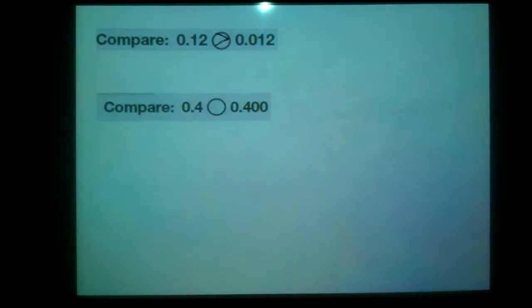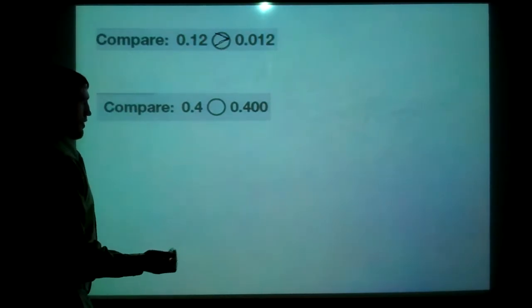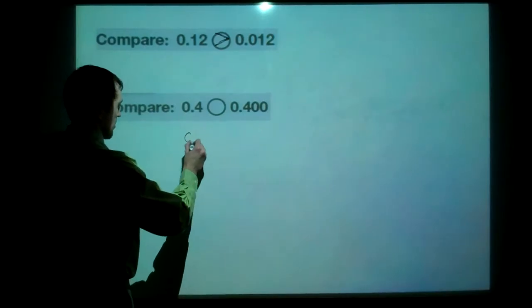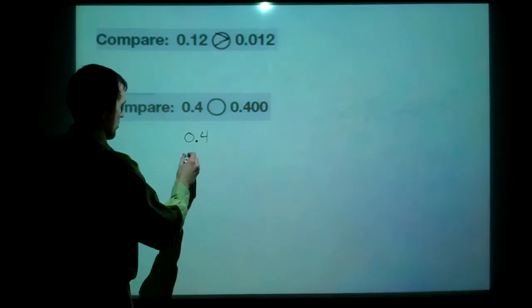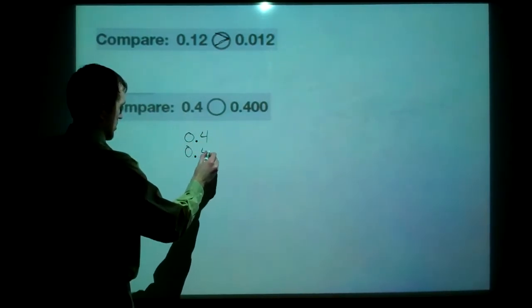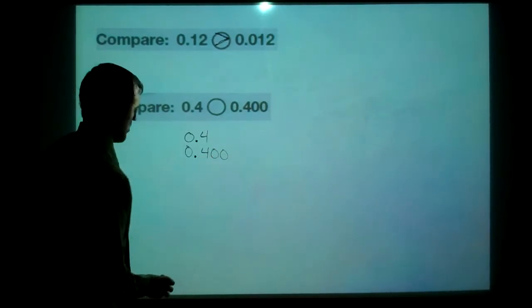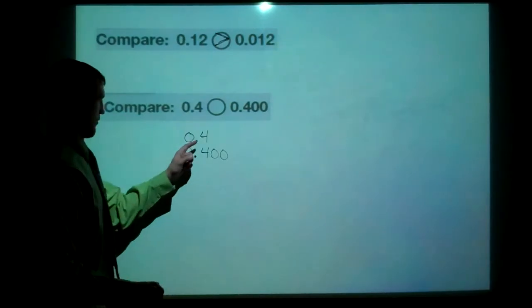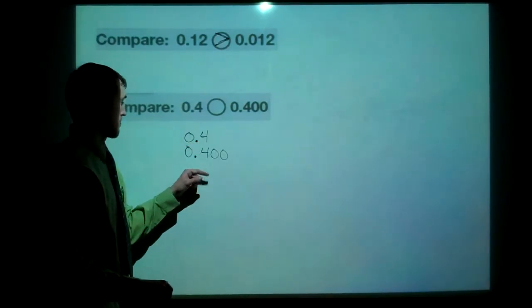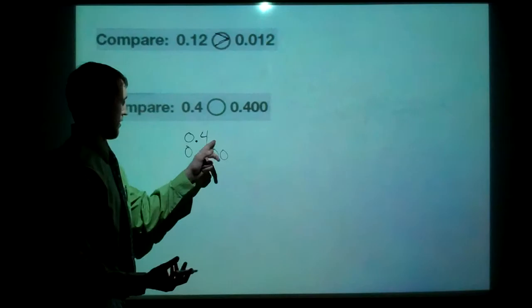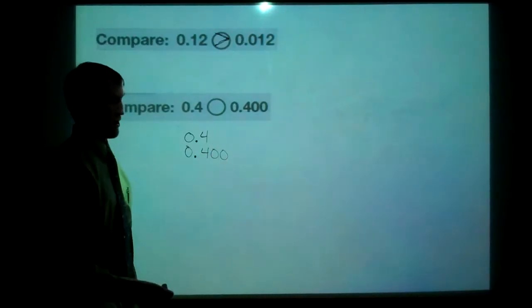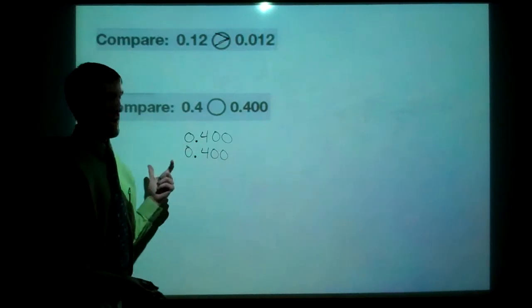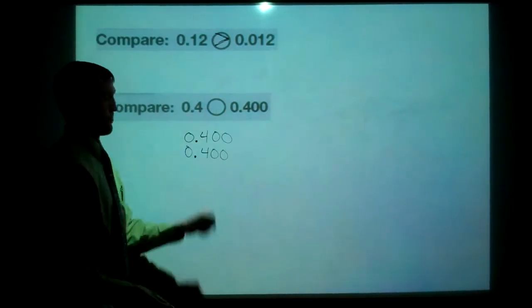Here's another one here. Now if we align these decimal points, which one's going to be bigger here? Well, we have 4 and 4. Okay, so those are the same. Then we have nothing over here, but remember I said we could add zeros afterwards, and it won't change what we have. So these are actually the same. They are equal.